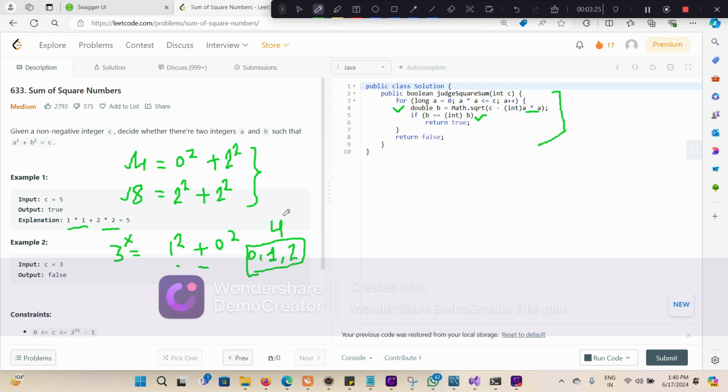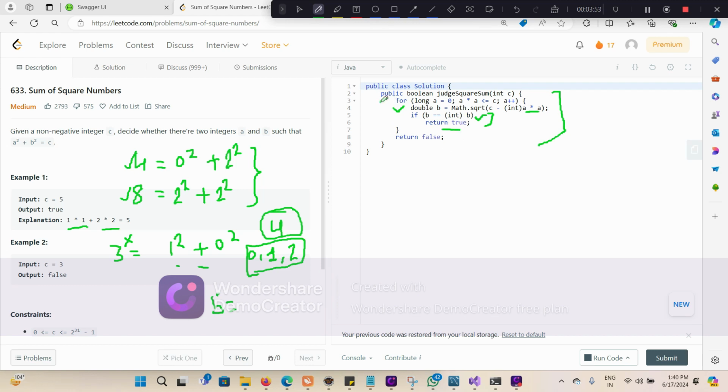For example, let's say b equal to 4. It is a perfect square number, so this will give us the same number. If we store 4 as a decimal or as an integer, the values would be the same. For the same reason we are checking here. If this condition is true, that means b is a perfect square, so we return true.